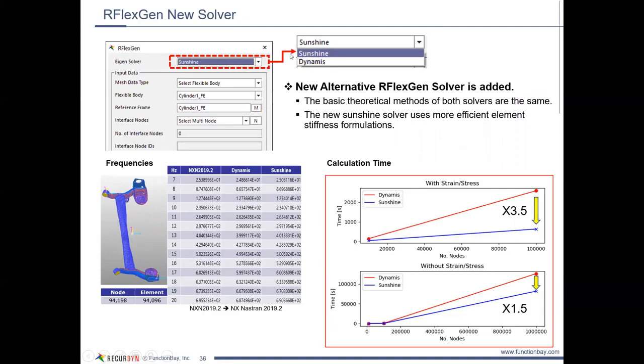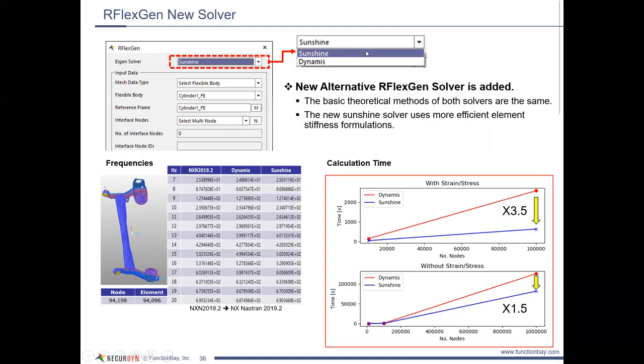So now there's a new solver that has the name of Sunshine. I guess this makes it easier to remember. Sunshine is like the newer one because it's a more positive name, I guess. But anyway, you can pick.